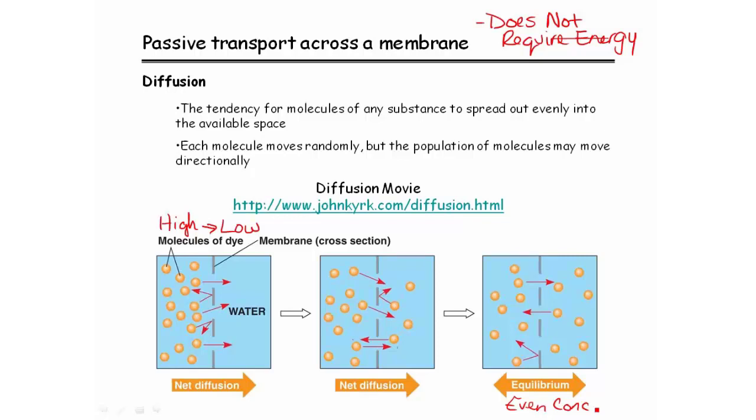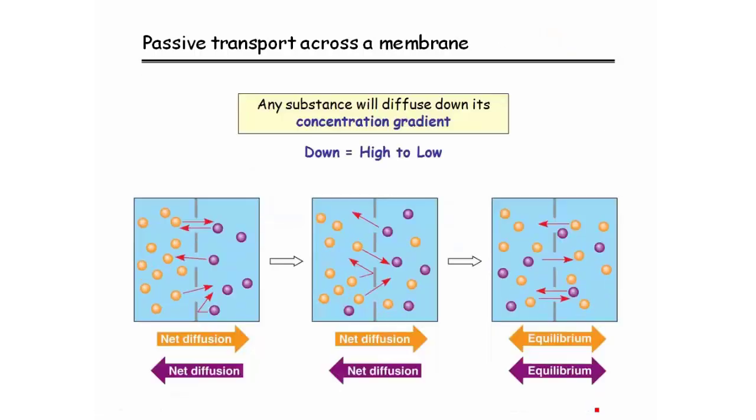Now, diffusion applies to any molecule or any substance. So any substance wants to diffuse down what we call its concentration gradient. And by down the concentration gradient, we're saying that those molecules want to go from high to low, or from a region where they are highly concentrated to a region where they are lowly concentrated. We saw that already for the orange molecules. If we add a second molecule here, now we have a purple molecule. This doesn't change anything about what the orange molecules are going to do, because the orange molecules are going to move down their concentration gradient, and the purple molecules will move down their concentration gradient.